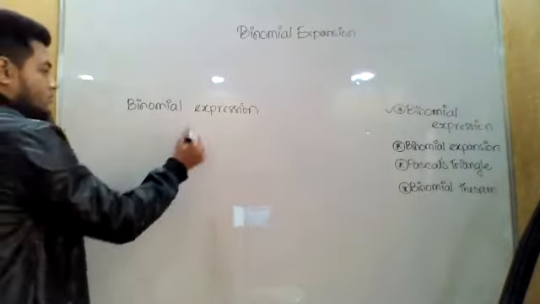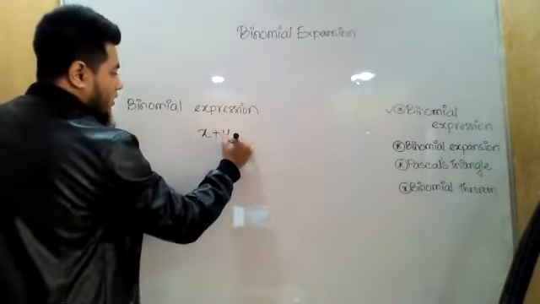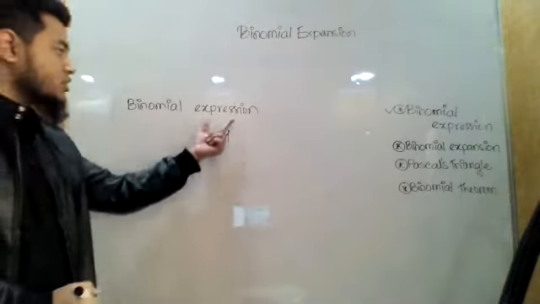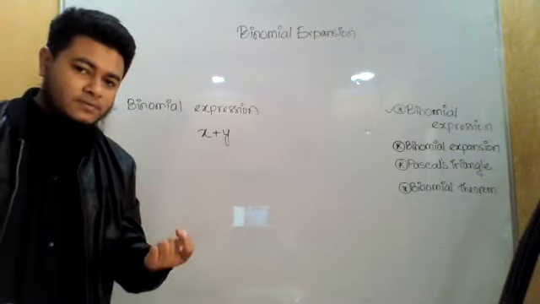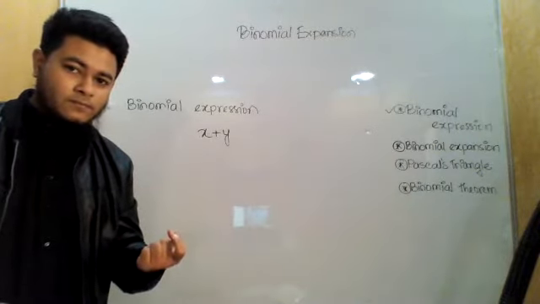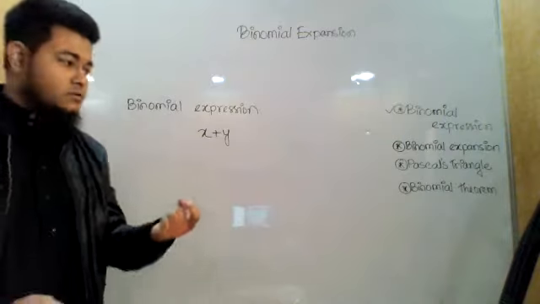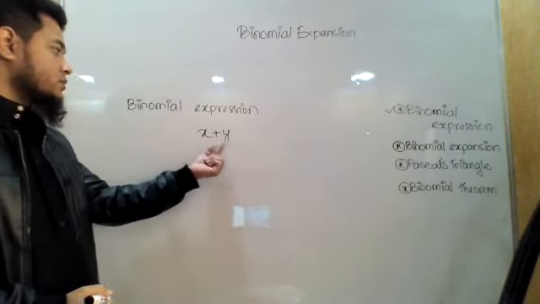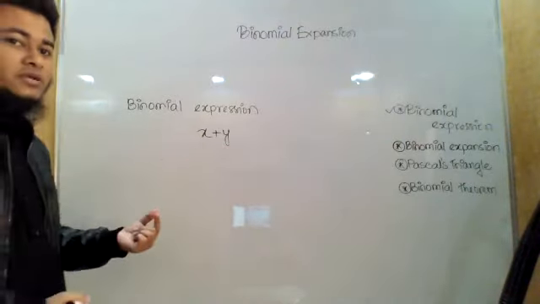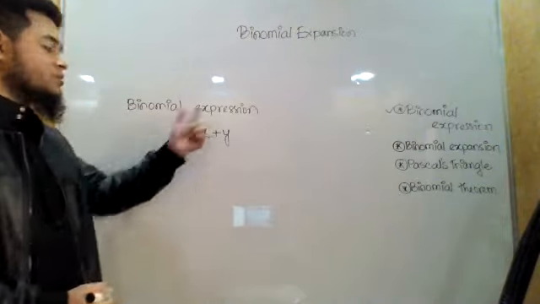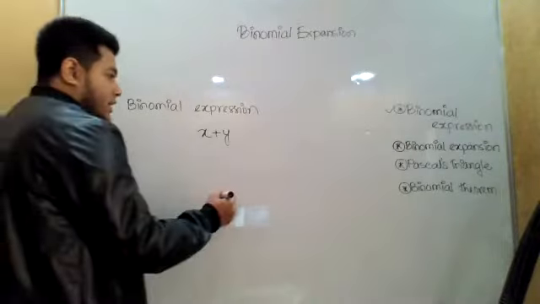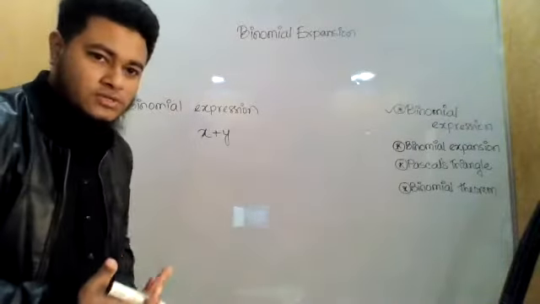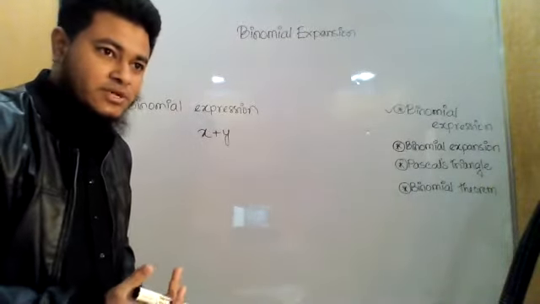Okay, so if I write x plus y, this is an algebraic expression. How many terms are there? Two terms are there. So when there are two terms in an expression, that is called a binomial expression. Now, do you know how to count the terms in an algebraic expression?